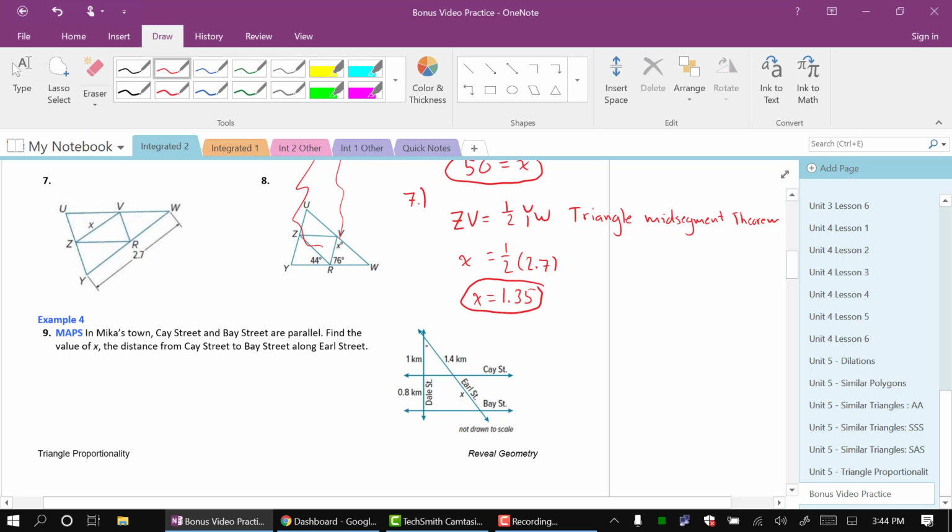So we have that this side over this side, so 1 over 1.4 equals 0.8 over the other side, which is X. Again, this is corollary 1. Cross multiply. That gives me X equals 1.4 times 0.8. So it's going to be X equals 1.12. So Earl Street is 1.12 kilometers.